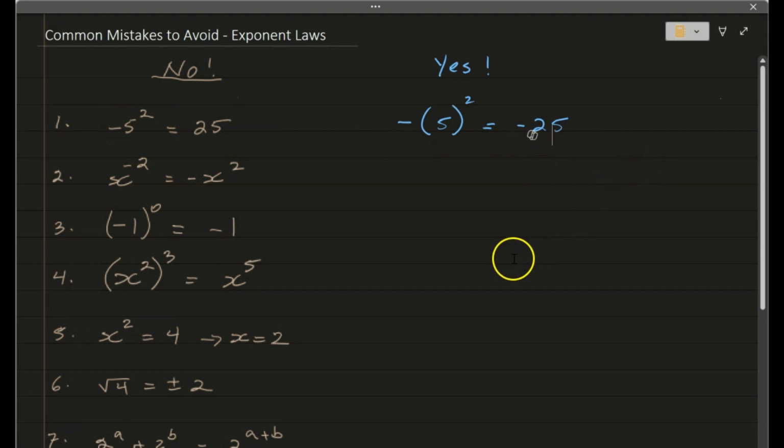All right, so that's very different than if you put a bracket around the entire thing. If you did, that's a different story, and that is true. So if you had minus 5 in brackets, squared, then of course that would be positive 25. All right, so let's go to the next one.